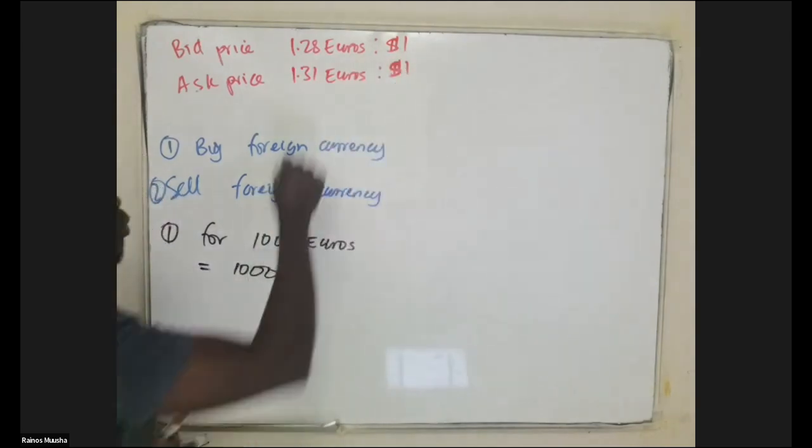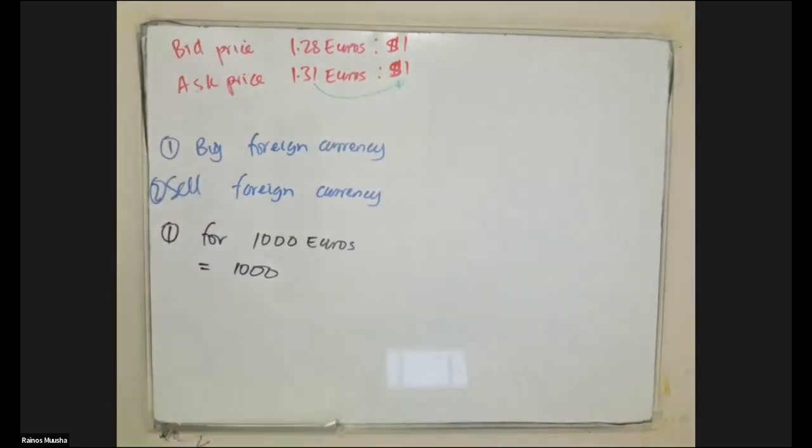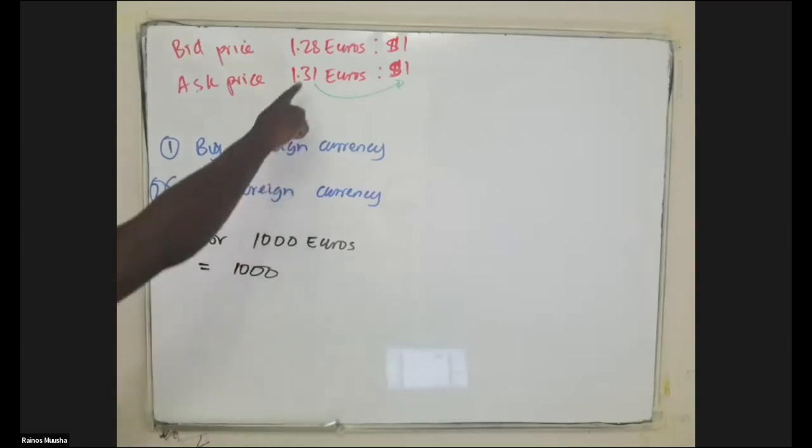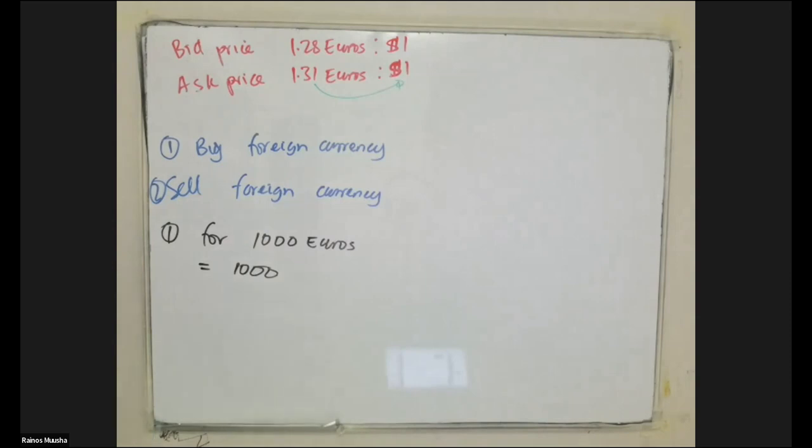So what are we doing? We're moving from the weaker currency going to the stronger currency, isn't it? So if you're moving from the weaker currency going to the stronger currency, do you end up with more units or do you end up with less units?